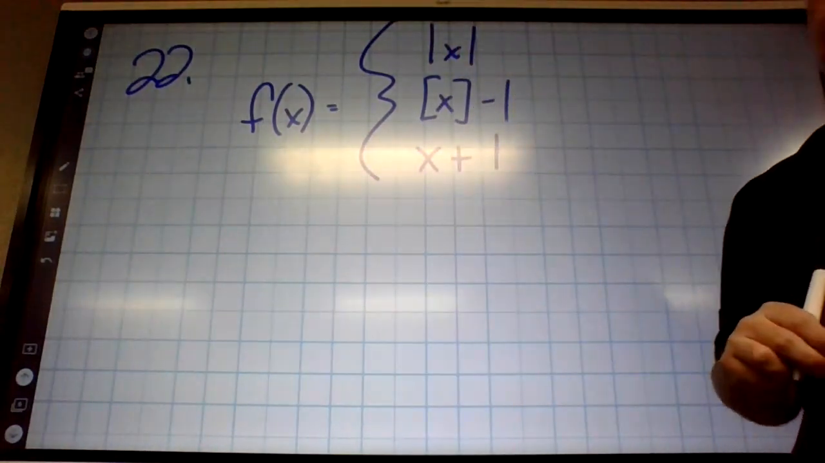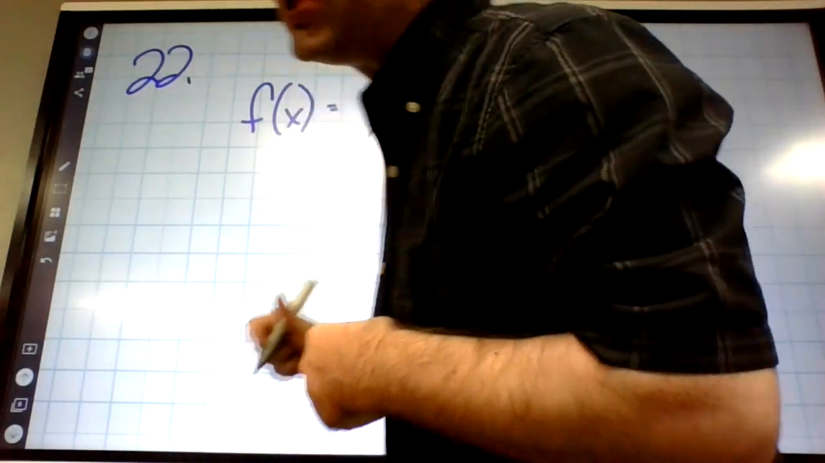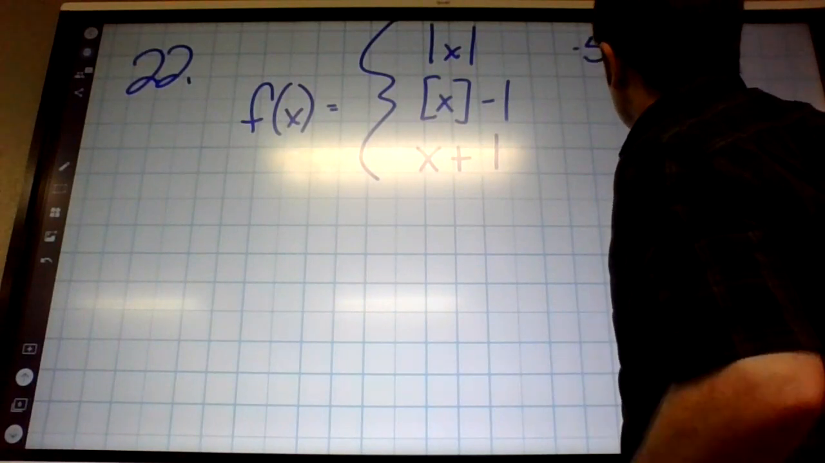Okay, so we got 3 functions again. Let's see, -5 to -1.